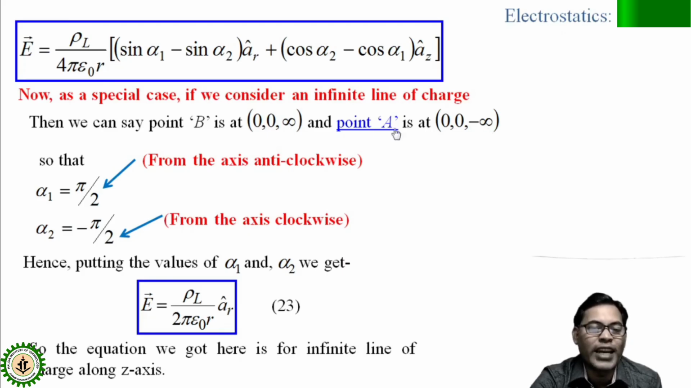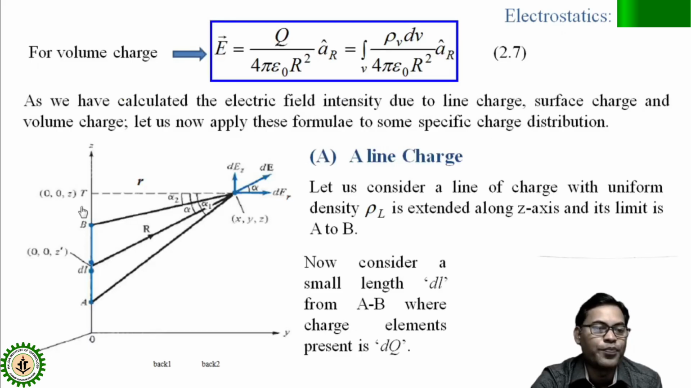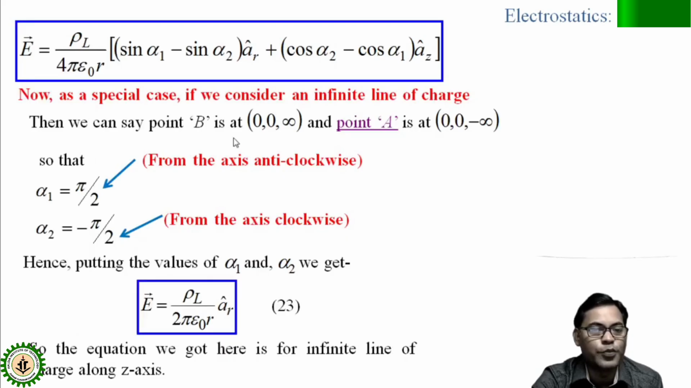Now how are we getting that? We can see from the diagram. If we take B on this infinite line of charge, B will be at infinite in this direction, so x is 0, y is 0, and z is infinite. Similarly, A will be x is 0, y is 0, and z is minus infinity. In this way, B equals 0, 0, infinite, and A equals 0, 0, minus infinite.